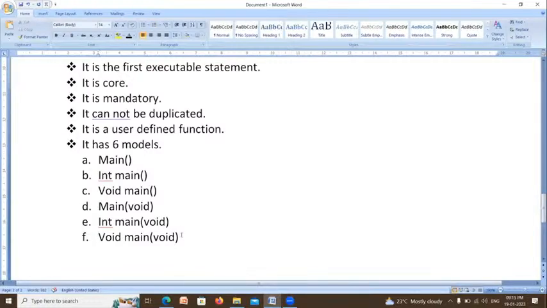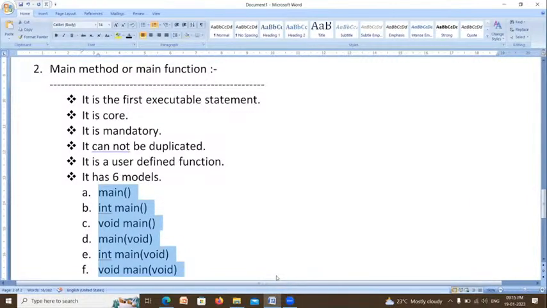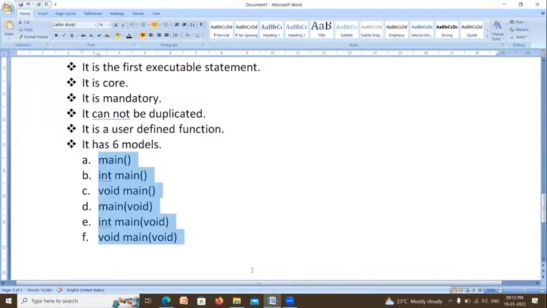You can write main method in the following 6 models. Any one model you can follow. I am following the 3rd model. You can follow the 2nd model, or you can follow the 1st model, or you can follow the 4th model. Any model you can write, you can use, no problem at all. Right? There are 6 models you can use.